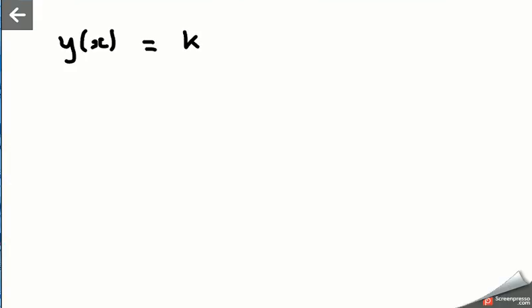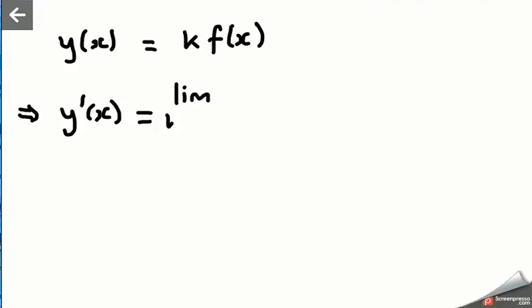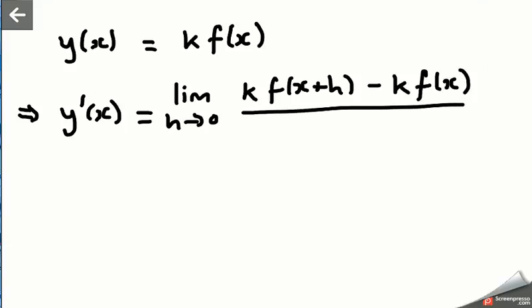One more thing we should show is that we can also ignore multiplication. So let's let y of x equal k, where k is some number, times f of x. Then let's just find out what the derivative of this thing is equal to. So the derivative of this thing, y prime of x, is equal to the limit as h gets closer and closer to 0 of y of x plus h, so k times f of x plus h, minus y of x, so minus k times f of x, divided by h.